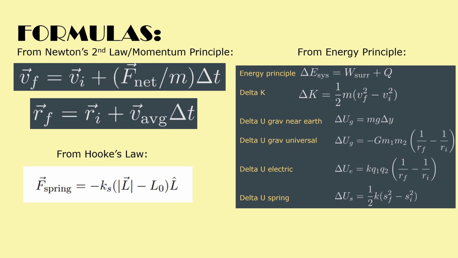First, we have the velocity update formula and the position update formula, which are derived from Newton's second law. Then we also have Hooke's law, which is just the spring force. And then over to the right, we have a bunch of equations that are derived from the energy principle. First, we have the energy principle itself, delta K, which is the change in kinetic energy. We have the change in gravitational potential energy near the Earth's surface, and then also universally. And then we have the change in electrical potential energy, which won't be used today, and the change in potential energy of a spring.